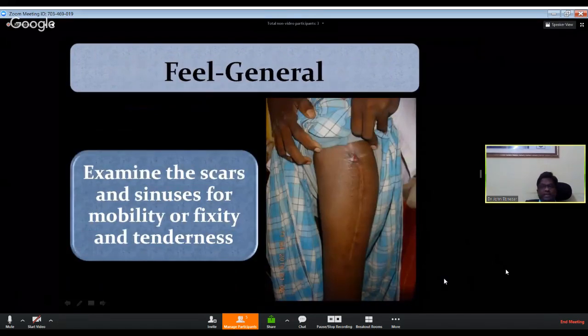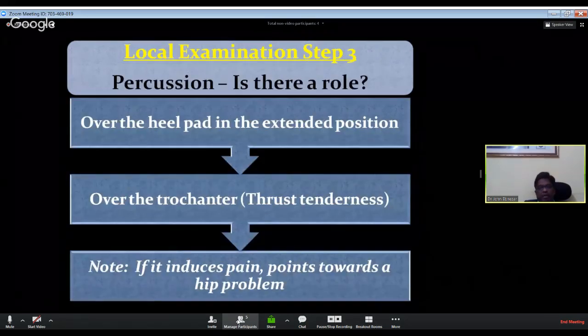Then examine the scars and sinuses for mobility or fixity and also for tenderness. So that is very important. You will find that there is a scar and there is chronic osteomyelitis, all those things. So you have to find and examine the scars and sinuses for mobility or fixity. Then step 3 of the local examination is percussion.